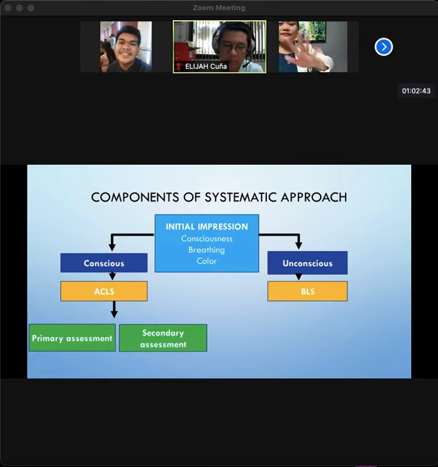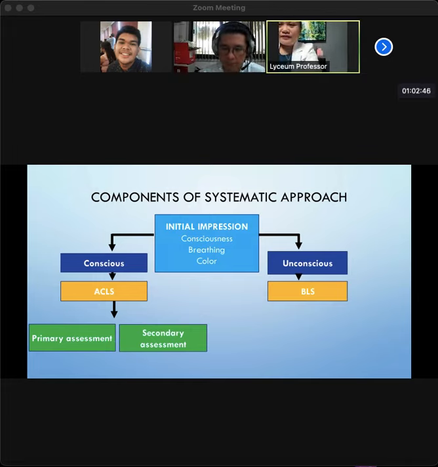So, okay. Any question sa medications? Medyo mas maliwanag na ba ngayon ang about sa sympathetic drugs and parasympathetic drugs and your antiarrhythmic drugs? Okay. So let's now go to your ACLS and BLS. So what are the components of your ACLS and BLS? So initially, the approach is you have to check first the consciousness of your patient, the breathing of your patient, and the color of the patient.